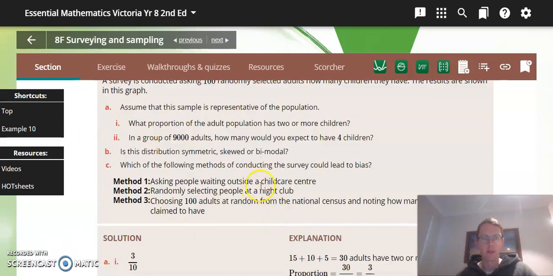Which of the following methods of conducting a survey could lead to bias? So being biased, so unfair really is what we're saying. We're talking about bias. It hasn't represented everyone correctly. Asking people waiting outside a child centre.